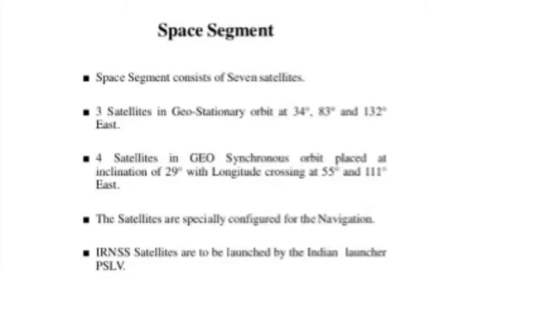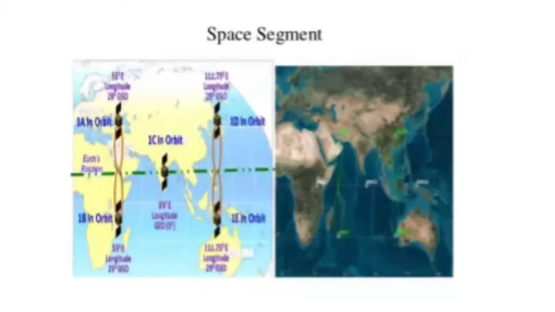The space segment consists of seven satellites, with three satellites in geostationary orbit and the remaining four in geosynchronous orbits. It covers the longitude crossing to the east. The satellites are specially configured for navigation purposes. IRNSS satellites are to be launched by the Indian launcher, the PSLV. These are the space segments, which cover the 1A, 1C, 1D, 1B and 1E orbits, with total longitude to the east.